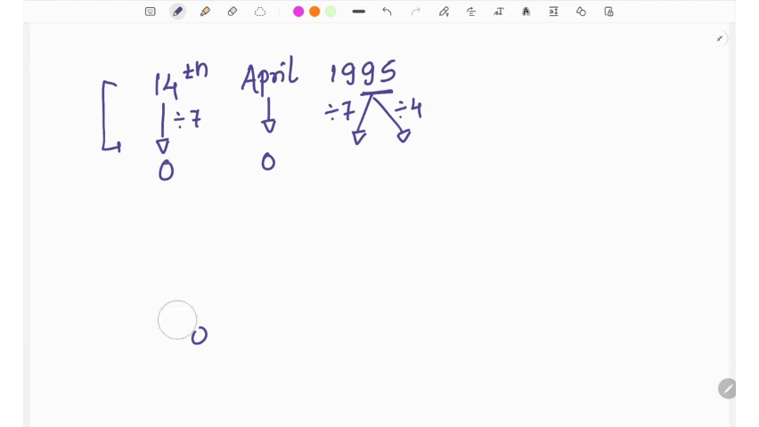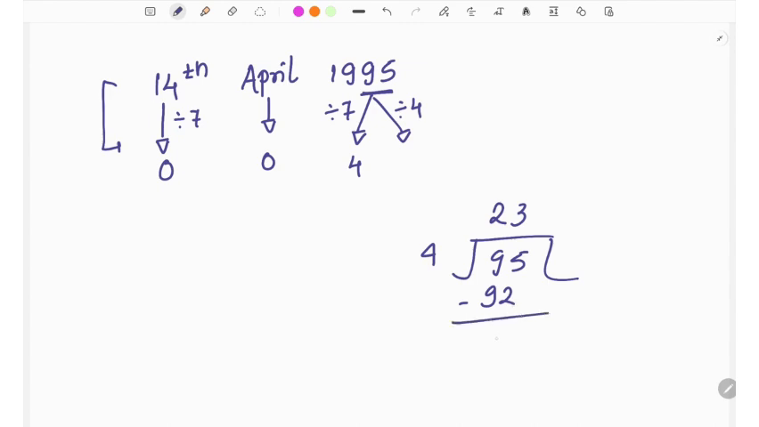Moving ahead, when I divide 95 by 7, 13 7s are 91, so the remainder is 4. I'll consider that remainder, and now I'll divide 95 by 4. If I divide 95 by 4, I get the quotient equal to 23.